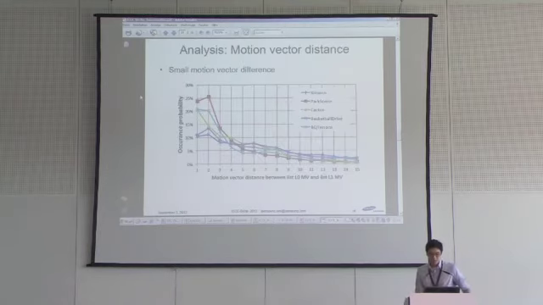Sorry for the figure. Most of the motion vector difference is located from 1 to 4 or 5, which means the distance of motion vector L0 and L1 is very small, since the motion vectors are very similar.